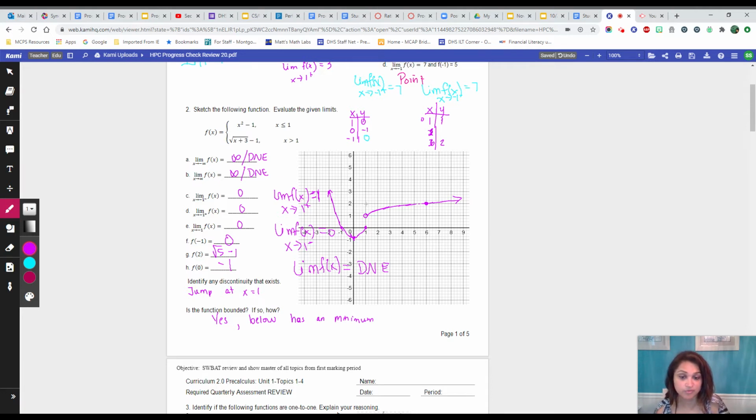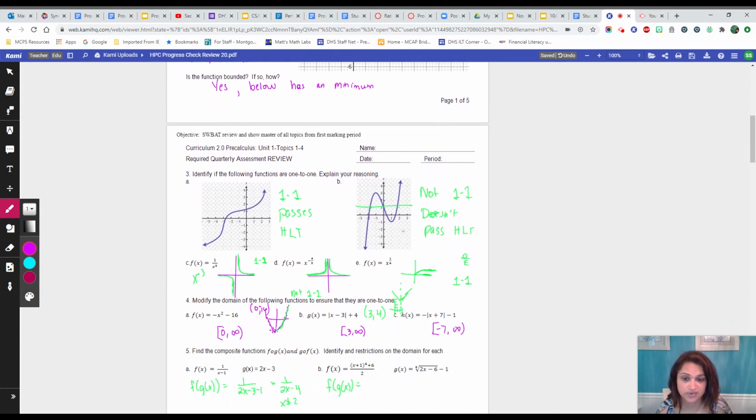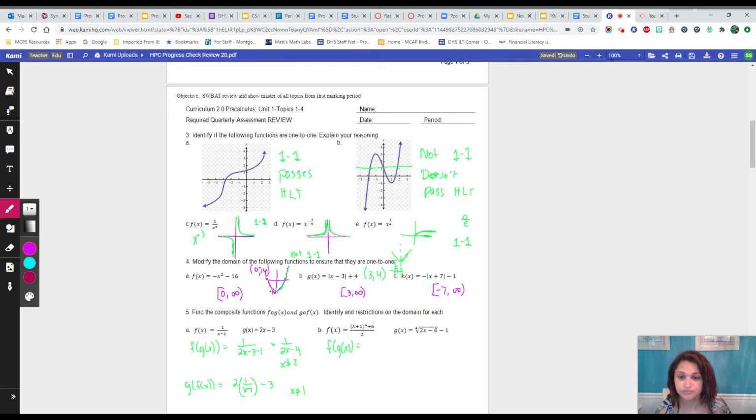Okay, bounded above would mean it has a maximum. Okay, and then if it was bounded, it has a minimum and a maximum. So it has both a highest value as well as a lowest value.